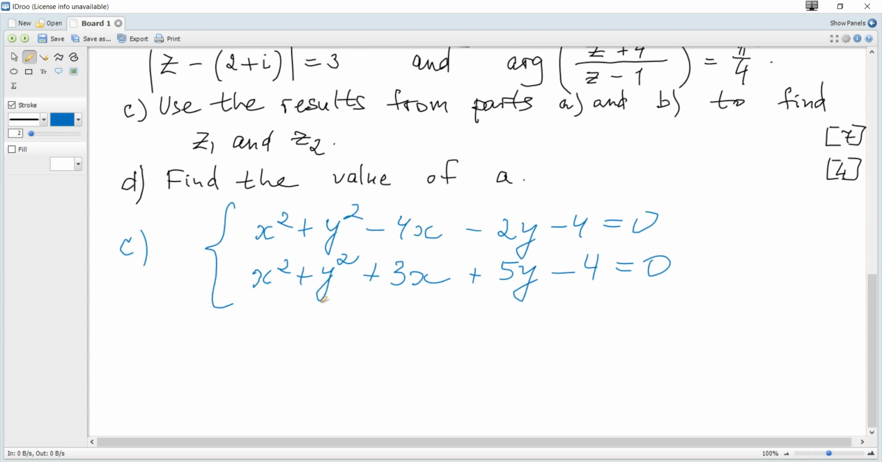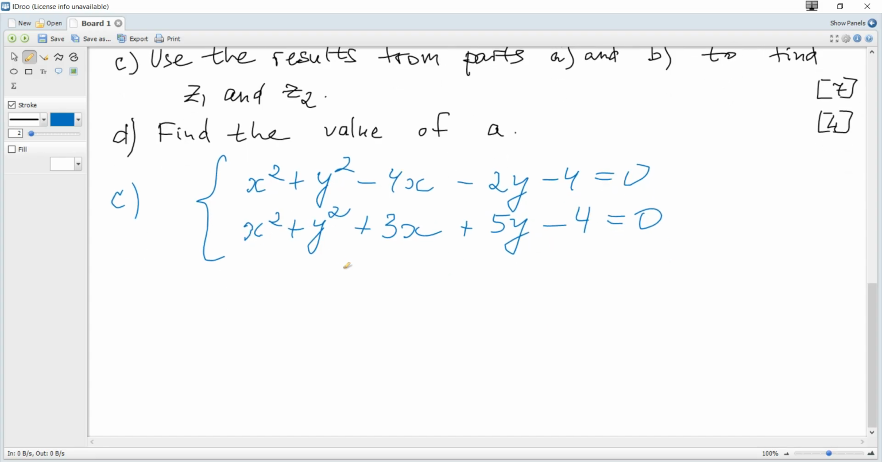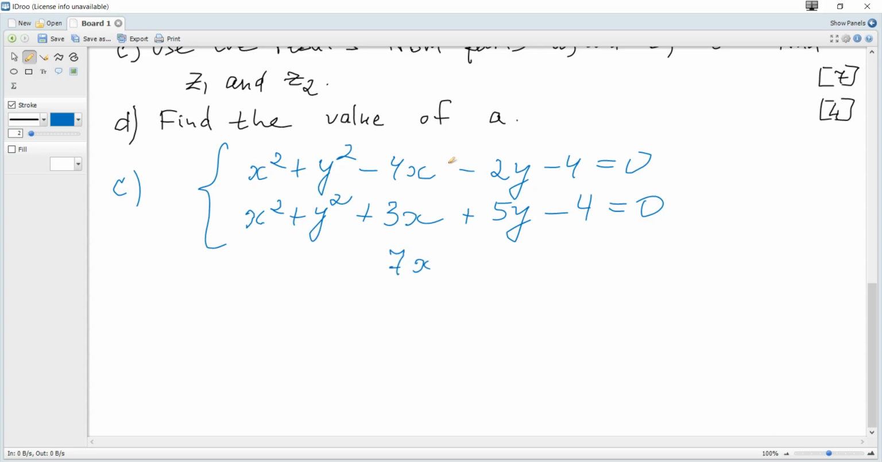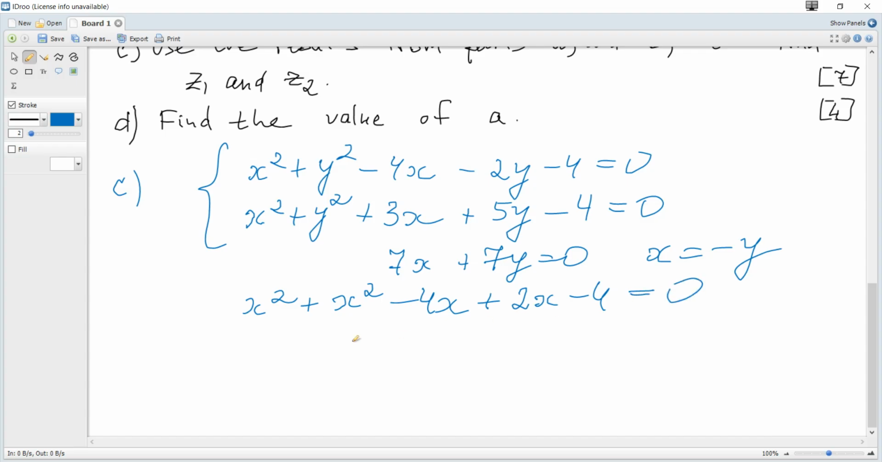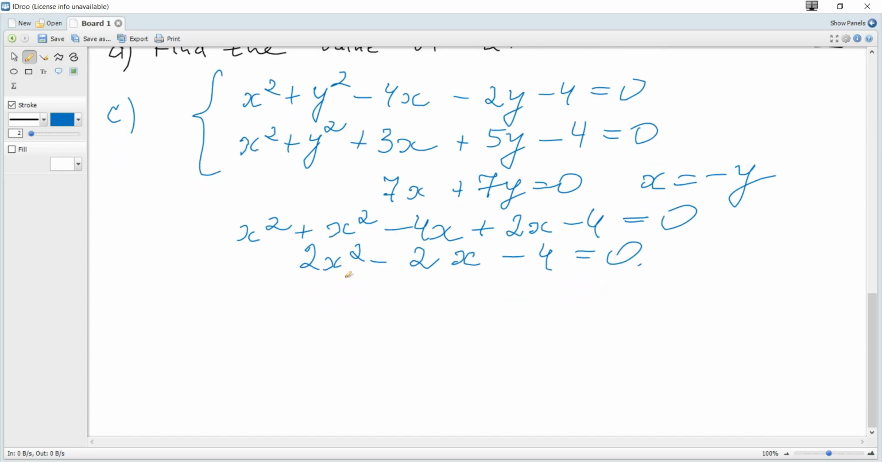And let's consider the second minus the first, for x squared and y squared to disappear, and you can see that it becomes 7x, 3 minus negative 4, 5 minus negative 2 plus 7y is 0, hence x is negative y, or y is negative x. And then let's substitute, for example, into the first, and let it be in terms of x. So it becomes x squared plus y, which is negative x but squared, so it's also x squared, minus 4x, y is negative x, so it's plus 2x, minus 4 is 0, 2x squared minus 2x minus 4 is 0. We can divide by 2, so it becomes x squared minus x minus 2 is 0.